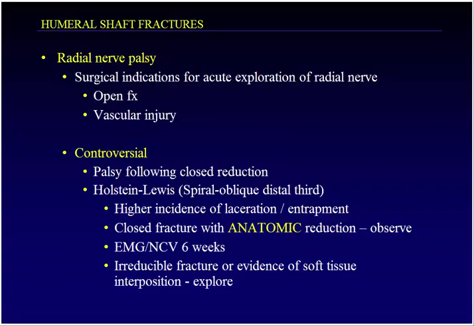significant injury. What are the surgical indications for acute exploration of the radial nerve? Well, if you have an open fracture, or if you're going to be performing an open procedure to obtain plate fixation, usually of the humeral shaft, or if you have a patient with a vascular injury. And for other indications, it's controversial.